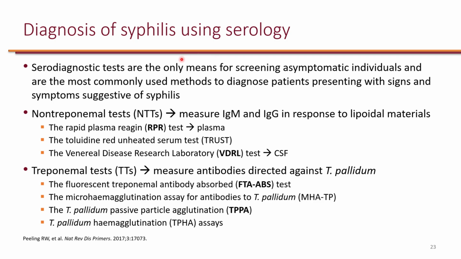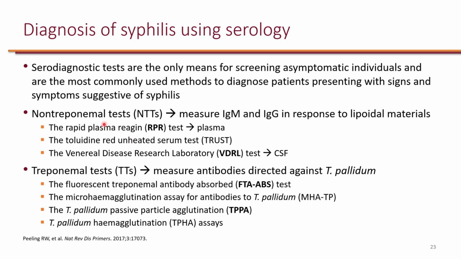So diagnosis relies on serology, so you need blood samples, and in the case of neurosyphilis, you may also need a lumbar puncture to get a CSF sample. But outside of neurosyphilis, essentially you're relying on serology, and we divide these into two groups. We call some of them non-treponemal tests, and the other group is treponemal tests. The difference is that non-treponemal tests measure antibodies in response to lipoidal materials, whereas the treponemal tests are antibodies directed specifically against the organism itself.